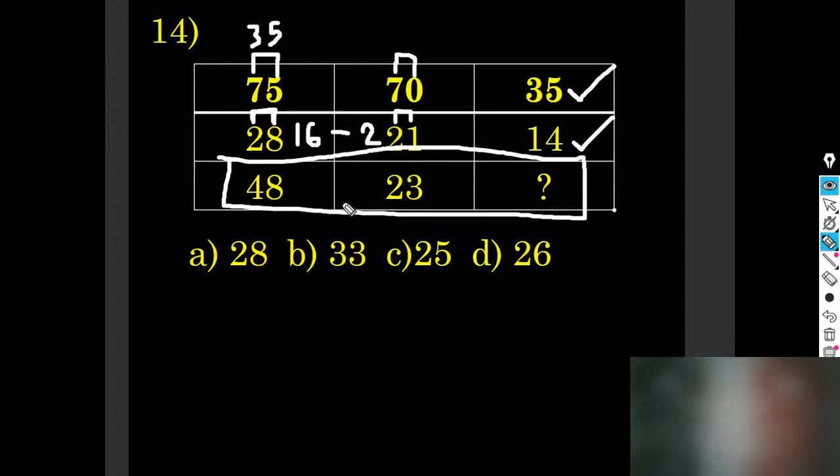26, okay, let us check. So multiply the digits. 4 into 8 is 32. Next, 2 into 3 is 6. So 32 minus 6 is 26, which is the correct answer. The logic here is multiply the digits. 4 into 8, 32. 2 into 3, 6. 32 minus 6 is 26. So option D is the correct answer.